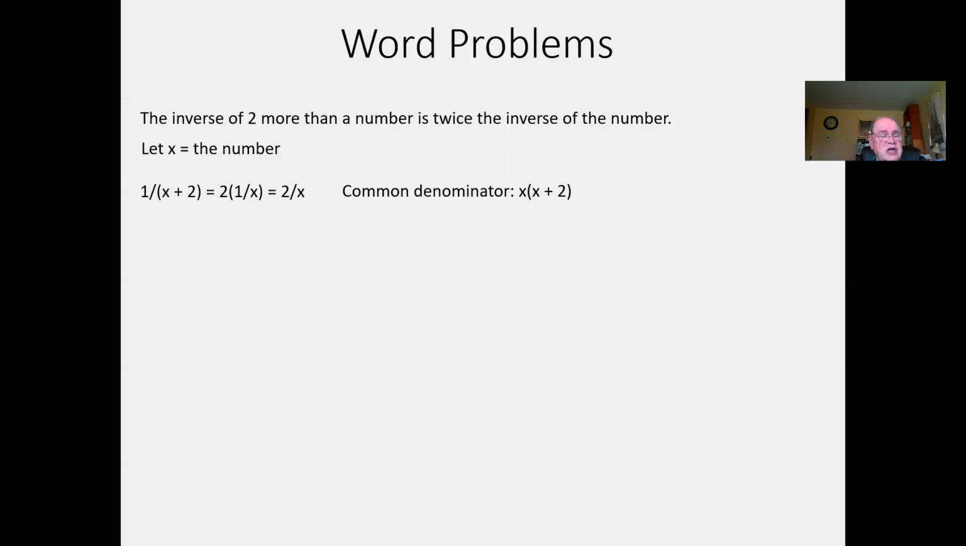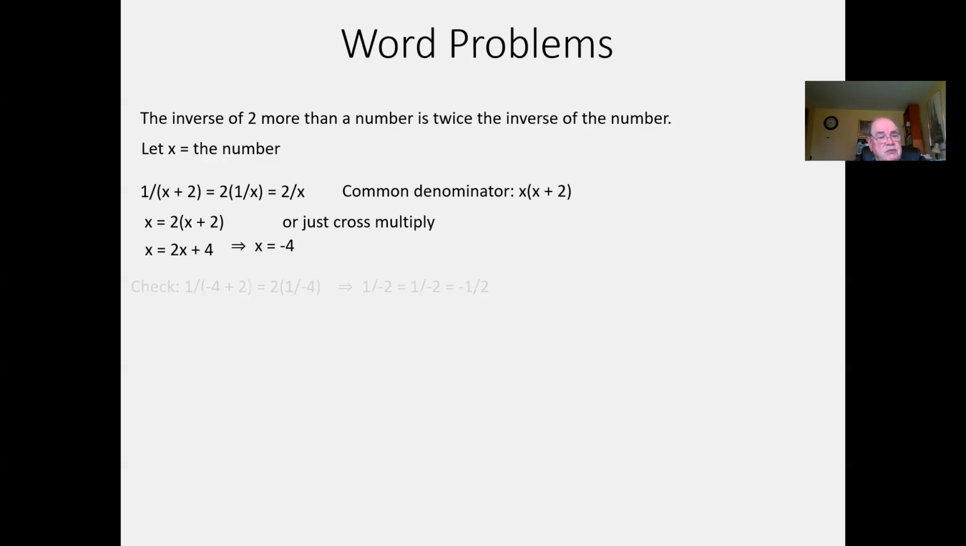So there's our equation. I simply just took that 2 times 1 over x and wrote it as 2 over x. You want to do that right away. You want to get your algebra as simple as possible before you start fooling around with solving equations. You don't leave a mess like 2 times 1 over x if you can help it. So notice we have a common denominator of x times x plus 2, and we can do that, or you can just simply cross multiply and get the same result.